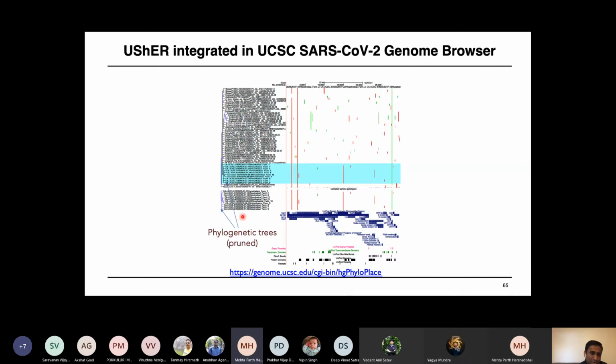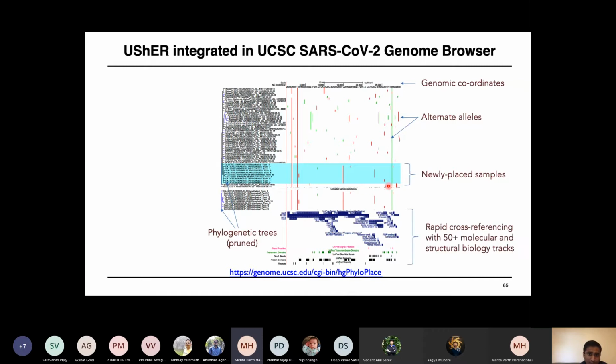But essentially, what this browser is showing you is the phylogenetic trees for the SARS-CoV-2 with genomic coordinates shown over here, and the mutations that the virus has shown in red and green, red which are more functional in nature, and green which are more like benign mutations. And the newly placed samples which you might have uploaded are highlighted in blue over here. And you can do rapid cross-referencing with several biology tracks on this particular browser. And I'm happy to tell you that there are a lot of people who are already using it, including some people from Los Alamos National Lab.